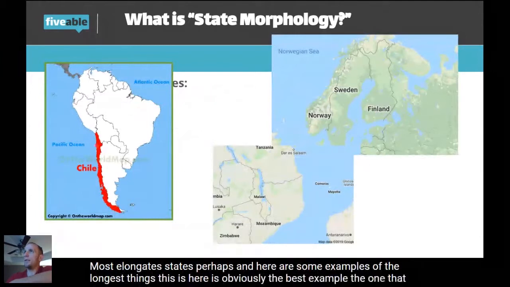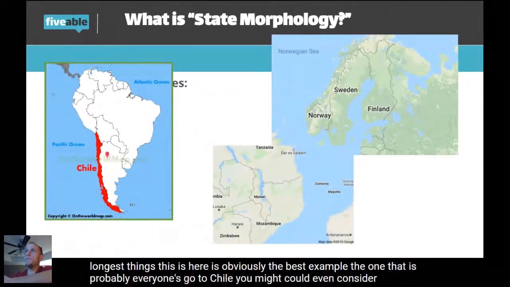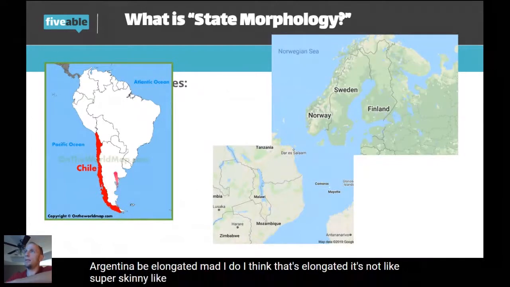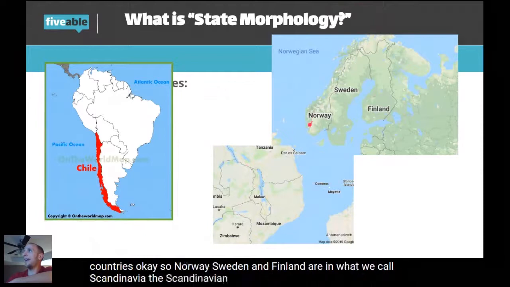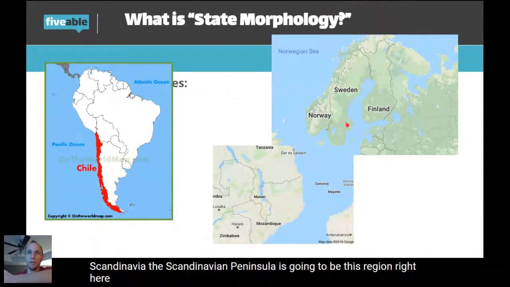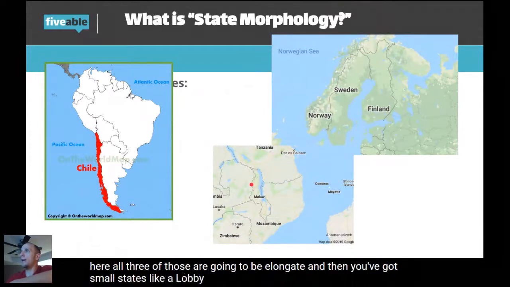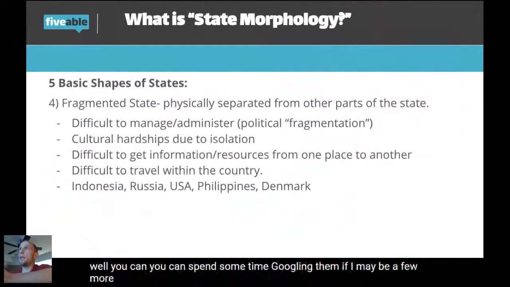Here is obviously the best example, the one that is probably everyone's go-to, Chile. You might could even consider Argentina to be elongated. I mean, I do. I think that's elongated. It's not like super skinny like Chile, but it's pretty long. You've got the Scandinavian countries. Okay, so Norway, Sweden, and Finland are in what we call Scandinavia. The Scandinavian Peninsula is going to be this region right here. All three of those are going to be elongated, and then you've got small states like Malawi that is also elongated. And there are others as well. You could spend some time Googling them and find maybe a few more.